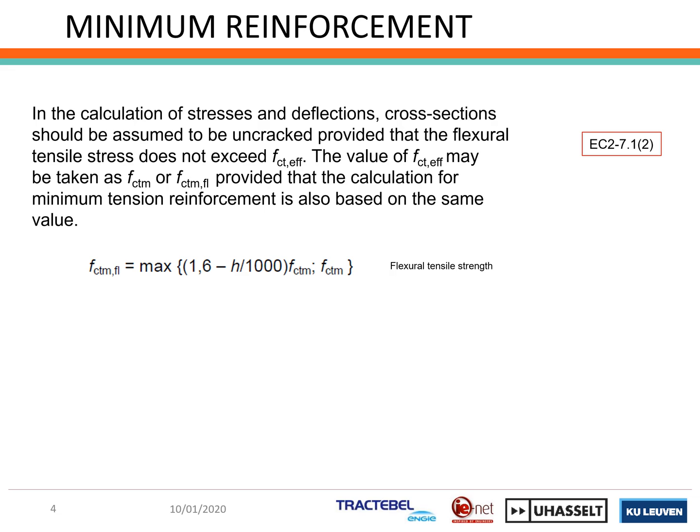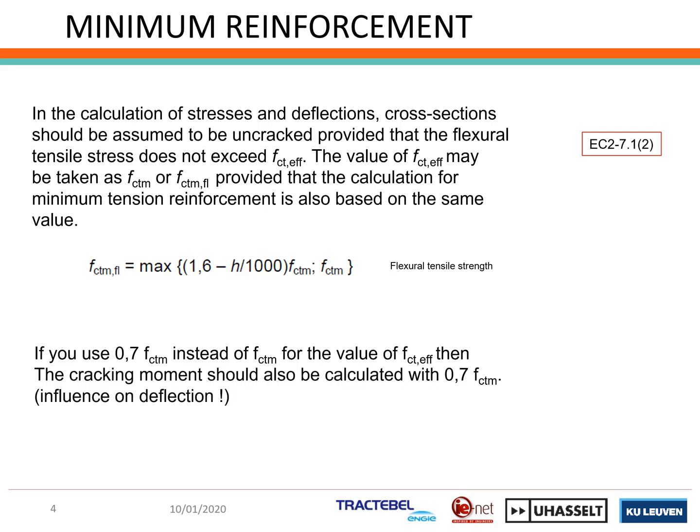It means that only for elements with a depth higher than 600 millimeters, it is more economical to calculate the minimum needed reinforcement with the flexural tensile strength instead of the mean tensile strength. If you use 0.7 fctm instead of fctm for the value of fct,eff, then the cracking moment should also be calculated with 0.7 fctm. And this will have an influence on the total deflection of the element.